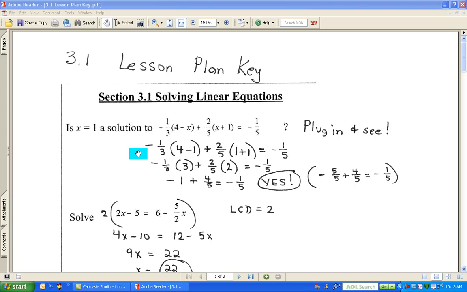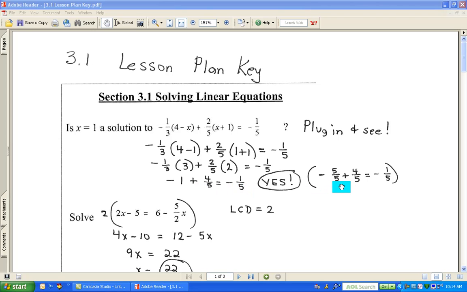So every place you see an x, we've replaced it with the number 1. And then we do the arithmetic. So of course 4 minus 1 is 3, 1 plus 1 is 2. Negative 1/3 times 3, which is really 3 over 1. The 3's cancel, leaving me with negative 1. 4/5 is what this becomes because of course there's no cancellation. 2/5 times 2 over 1 becomes 4/5. When I take negative 1 and I add 4/5 to it, I do get negative 1/5.